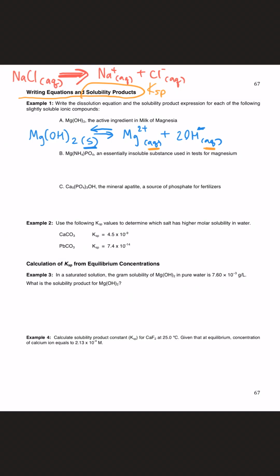Therefore, to write out the Ksp expression, Ksp is equal to the concentration of the products. In this case, that is the concentration of magnesium ion times the concentration of hydroxide ion squared. And we exclude the reactant, because the reactant for this process is a solid. Again, for the equilibrium constant expression, we include only aqueous and gas species. The solid and liquid are excluded.